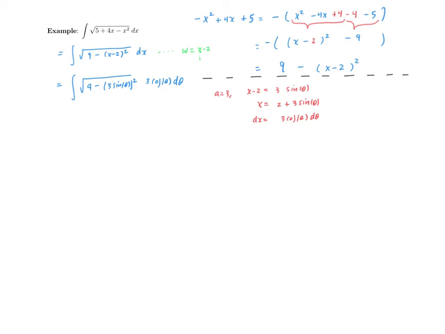Now we need to simplify our integrand. And if we look underneath this square root, we have 9 minus 9 sine squared, which is 9 times 1 minus sine squared. So underneath our square root, using the Pythagorean identity, we have 9 cosine squared theta. And when we square root 9 cosine squared theta, it turns into 3 cosine theta. So 3 cosine theta times 3 cosine theta is 9 cosine squared theta.